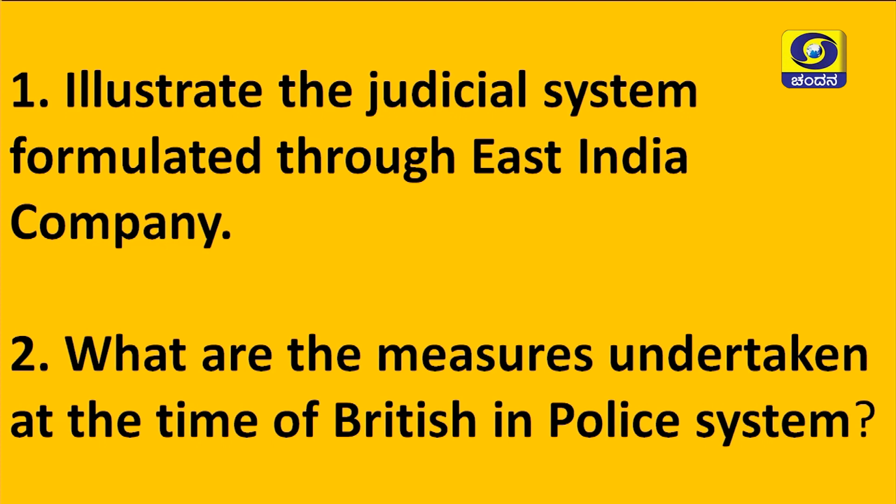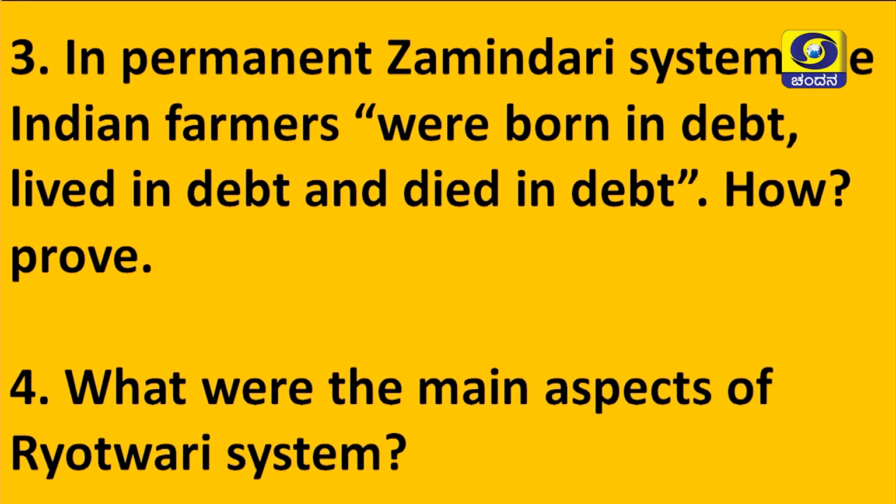Followed by that, every village was headed by a chowkidar, a person who looked after the village. The entire district was headed by the police officer, none other than the SP, the superintendent of police, in a district. So these are important measures taken in the police system of India. After that, we have the third question here, the permanent Zamindari system.